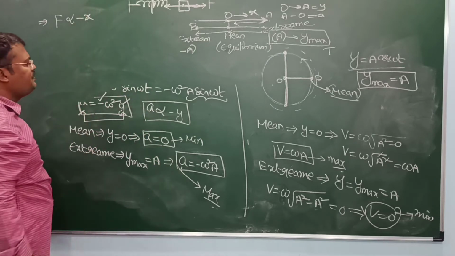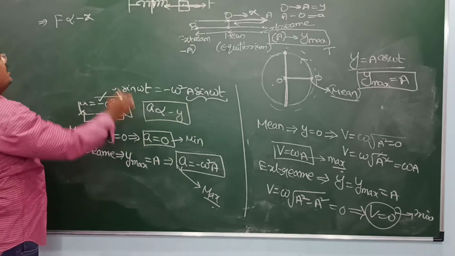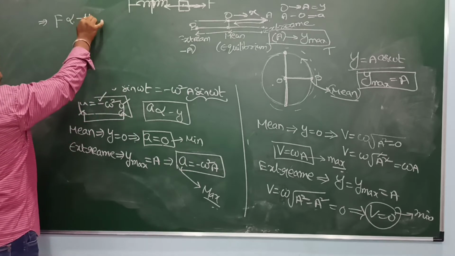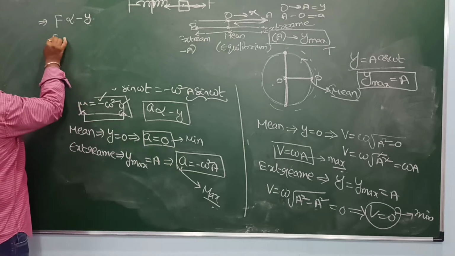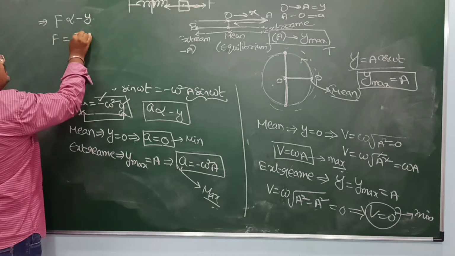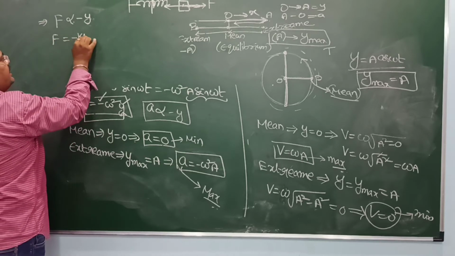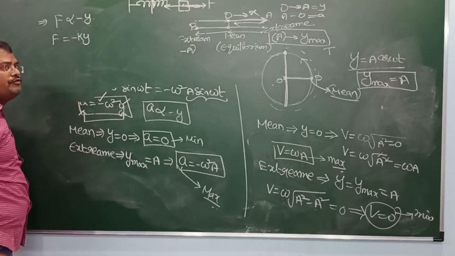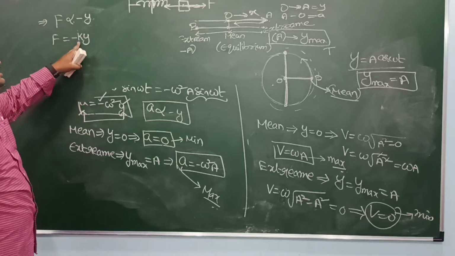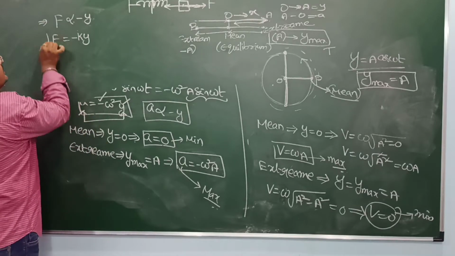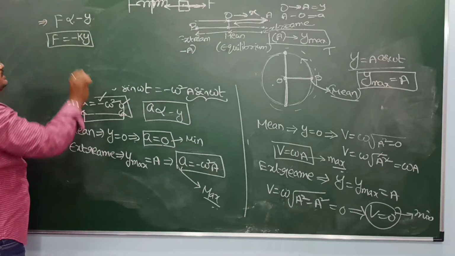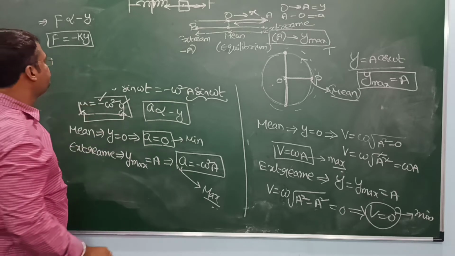x is nothing but the displacement, or we can use y also. No issues at all, I am using y here. F is directly proportional to minus y. Let us remove the proportionality. One constant I am taking here is the force constant, K. So F is equal to minus K into y. This is the restoring force.